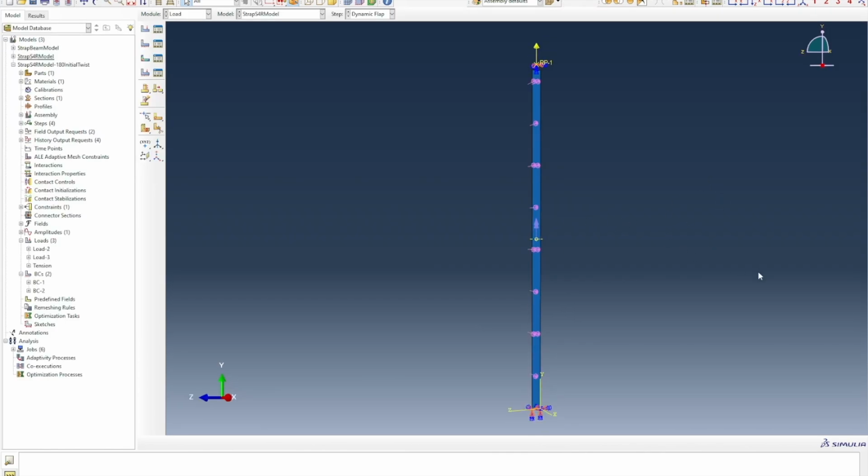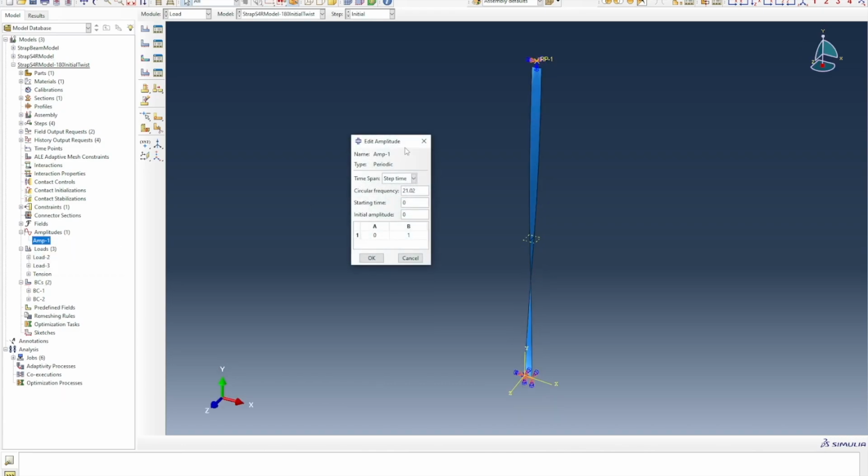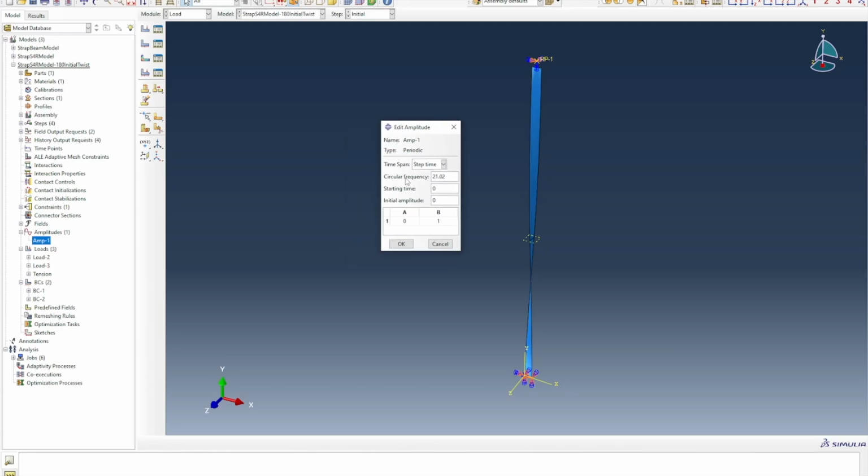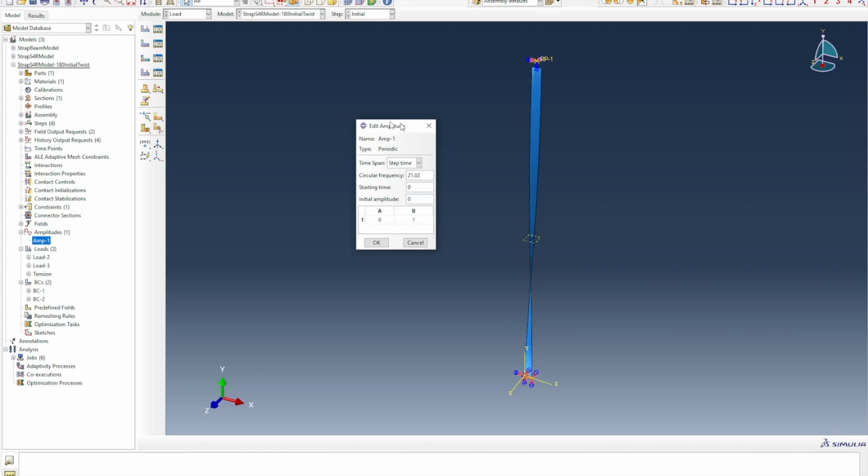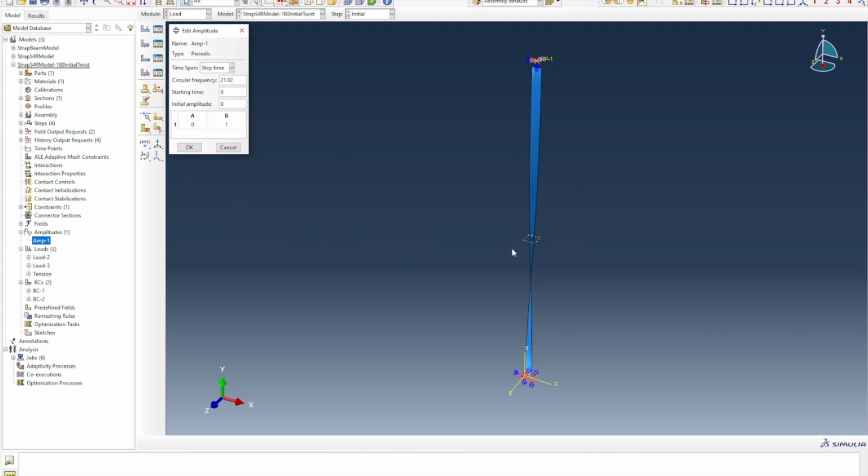Now, a little bit more into how I actually applied these forces at those harmonic frequencies. Here there's an amplitude that you can create, and in creating this amplitude, you can take the circular frequency here. 2 pi f is essentially the conversion from your natural frequency in hertz to a circular frequency. That's essentially causing that force to oscillate back and forth, which gives you those different forcing conditions on the strap, kind of simulating wind.